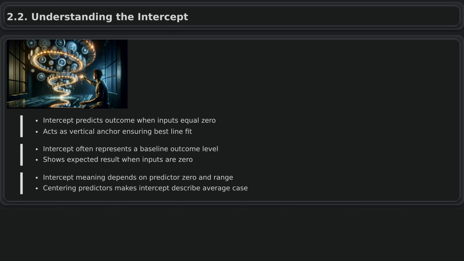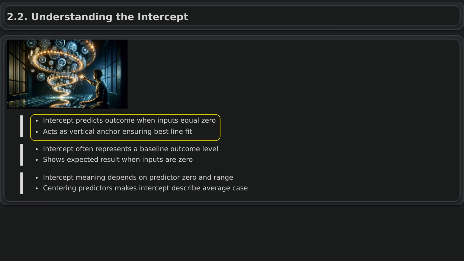Understanding the intercept. In a linear regression model, the intercept is the predicted outcome when all explanatory variables are 0. For instance, if you predict electricity bills from apartment size, the intercept represents the bill for an apartment with 0 size, even though that situation is not realistic.